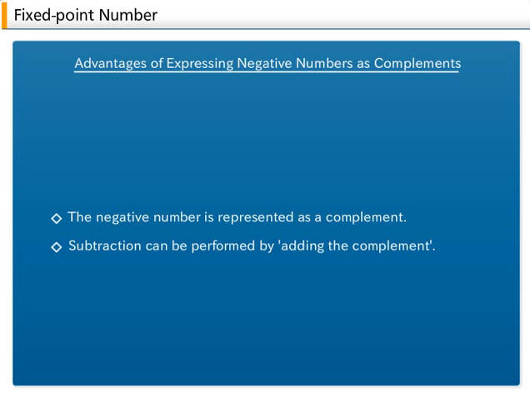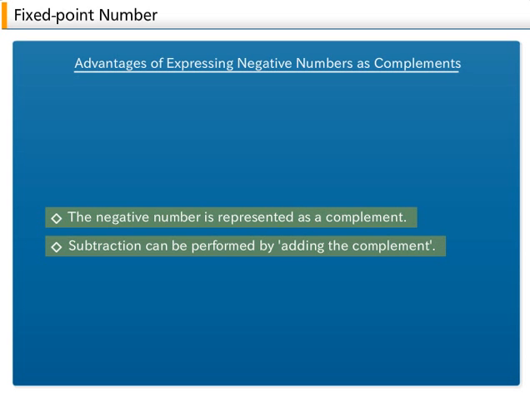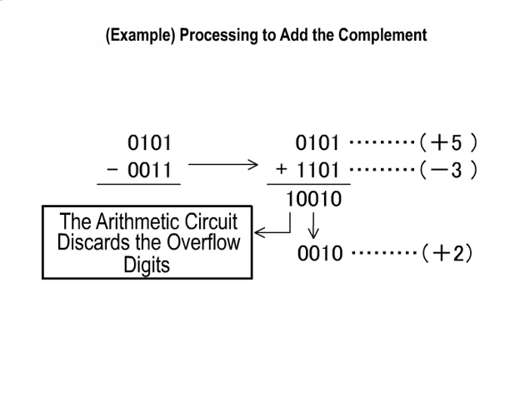Advantages of representing negative numbers as complements. If the negative number is represented with the complement, subtraction can be performed by adding the complement. Example: since the calculation of 5 minus 3 can be regarded as +5 plus -3, addition is performed. By representing the negative number as a complement, an arithmetic circuit specialized for subtraction is not needed. Because of this, the circuit can be simplified.